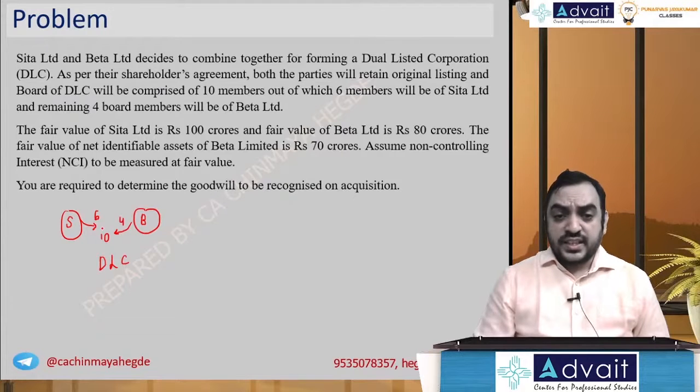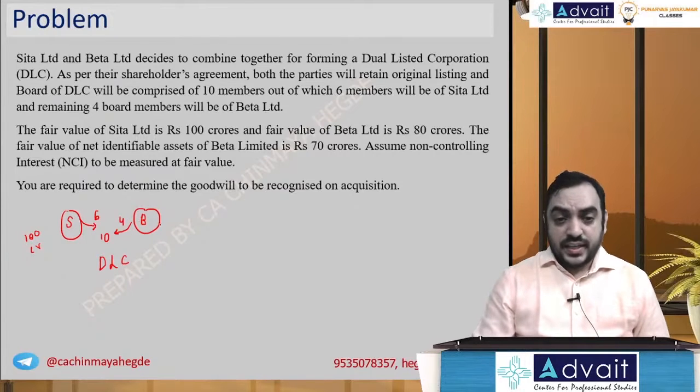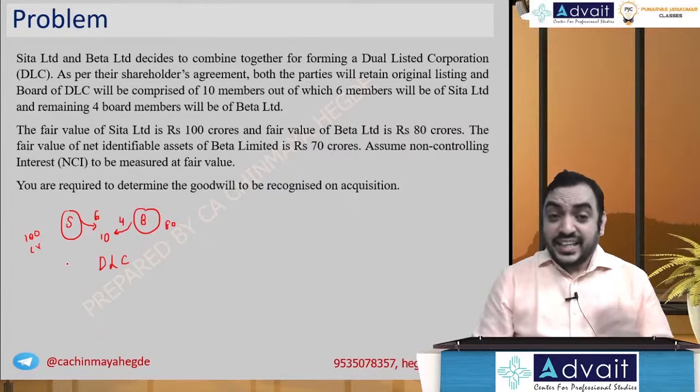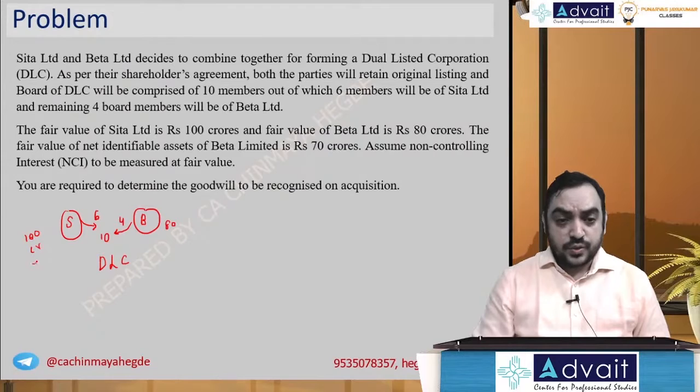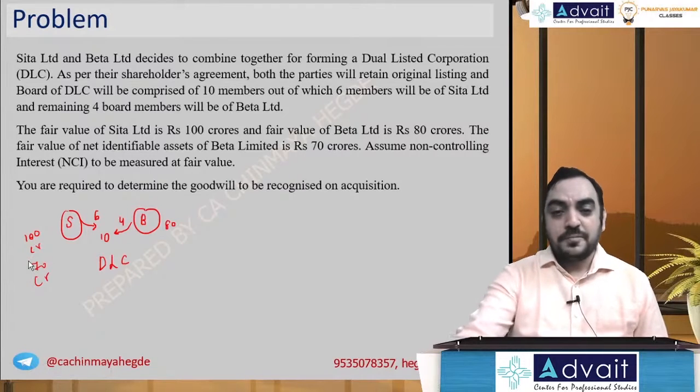The fair value of Sita Limited is 100 crores, and fair value of Beta Limited is 80 crores. The fair value of net identifiable assets of Beta Limited is 70 crores. Okay, 70 crores is the net assets. Assuming NCI to be at fair value, you have to compute the goodwill.